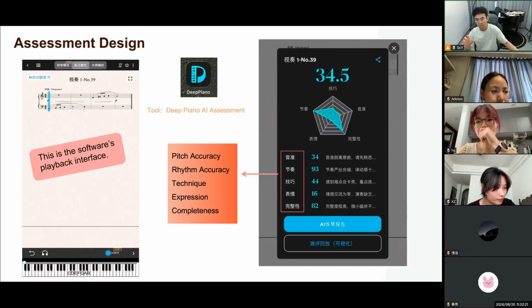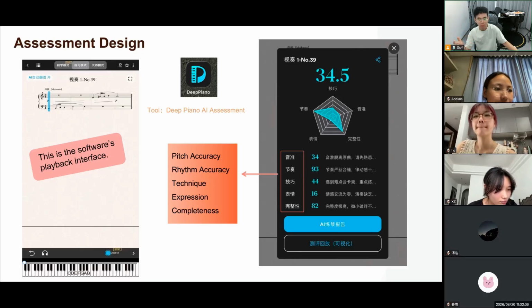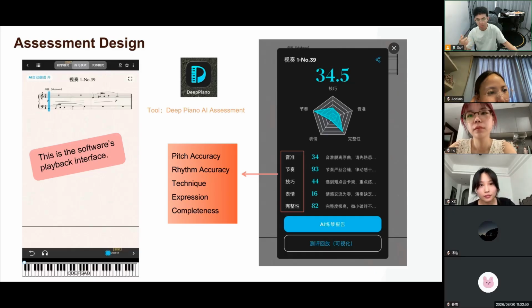The main reason I choose this software is in traditional piano teaching, evaluation often depends on the teacher's personal judgment. Although a teacher's experience is very important, different teachers may have subjective differences. Therefore, in this study, I wanted to add a more consistent and objective way of evaluation.